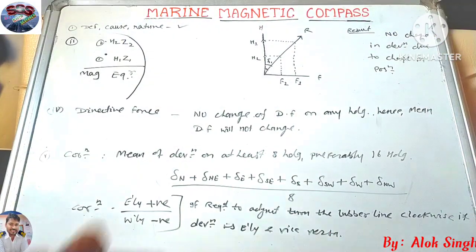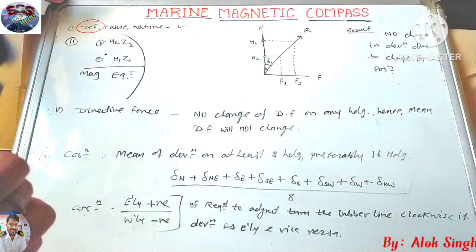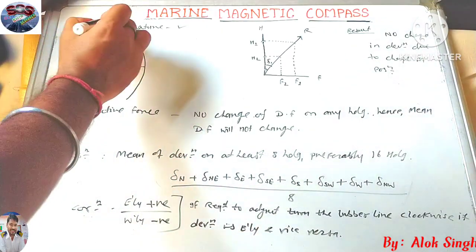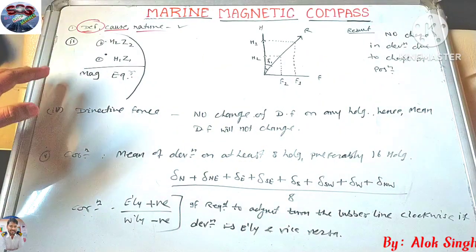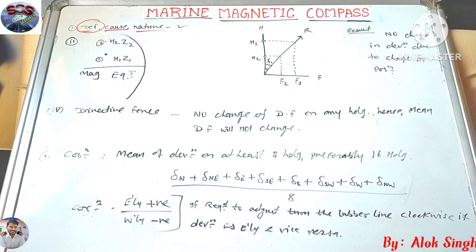Okay, so the first point we have already done. The definition of coefficient A we have done, and the cause also we have done. Now the nature we have done. The second part is the change of deviation due to change in position.